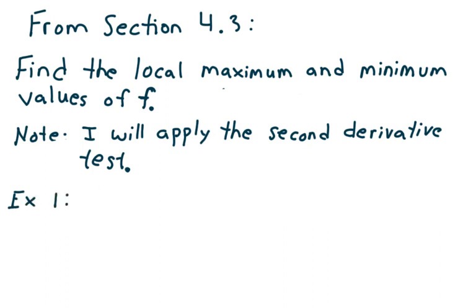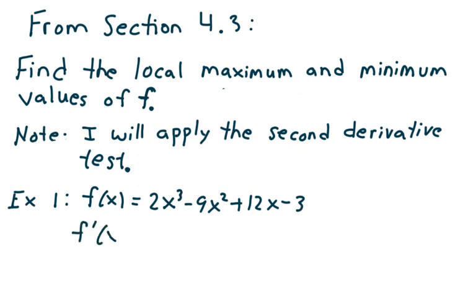Suppose I had f of x equals 2x cubed minus 9x squared plus 12x minus 3. So the first thing you want to do is take the derivative. So we're going to look at f prime of x. f prime of x is going to be 6x squared minus 18x plus 12.